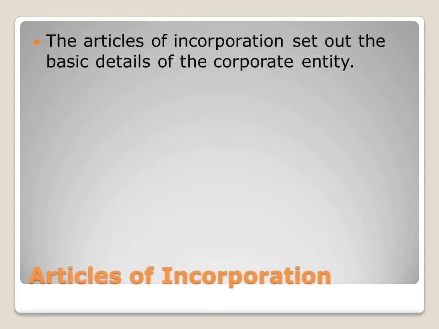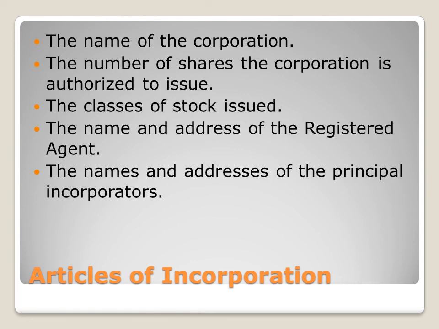The articles of incorporation set out the basic details of the corporate entity, and these are going to include the name of the corporation, the number of shares the corporation is authorized to issue, the classes of stock issued, the name and address of the registered agent, which, don't forget, can be yourself.